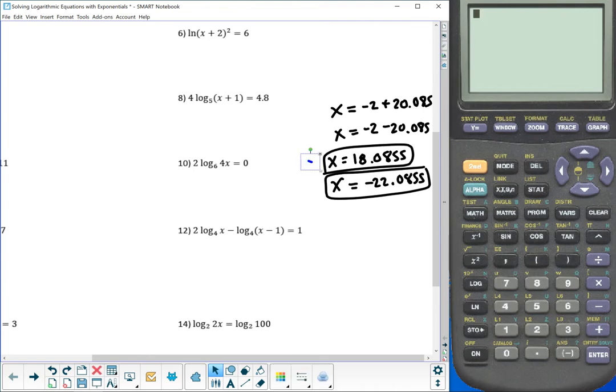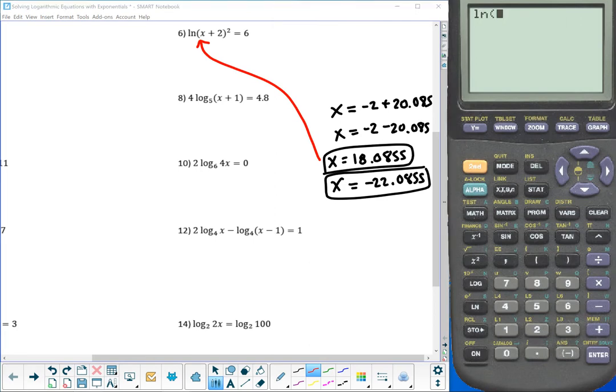So that does automatically rule this out because I was putting in number 8. That was my bad. So it'd be ln, and that'd be 18.0855 plus 2, right there. And then I'm going to square that. Actually, let's do this first: 18.0855 plus 2. Get the answer, and I'm going to go ahead and square that.